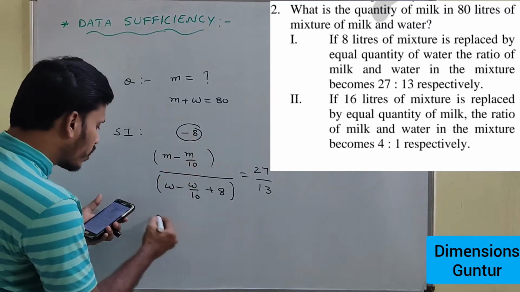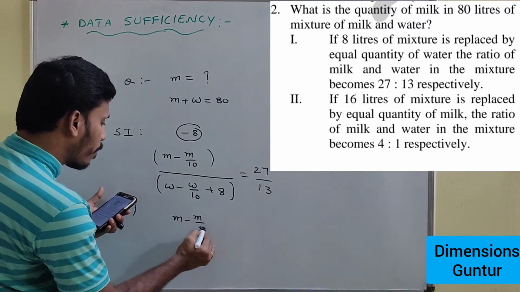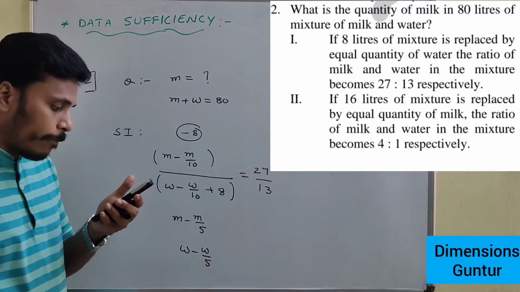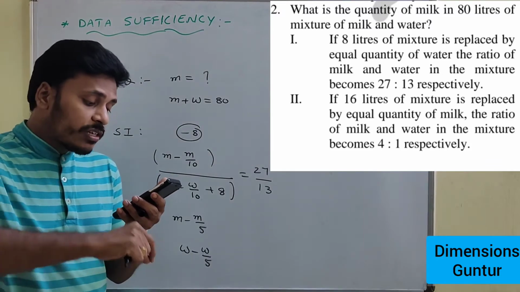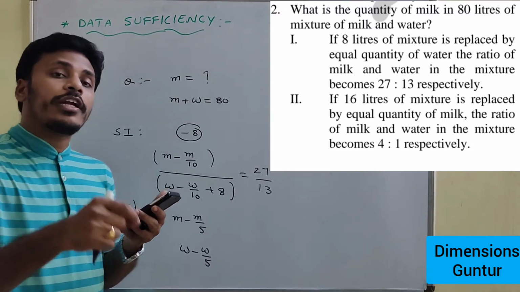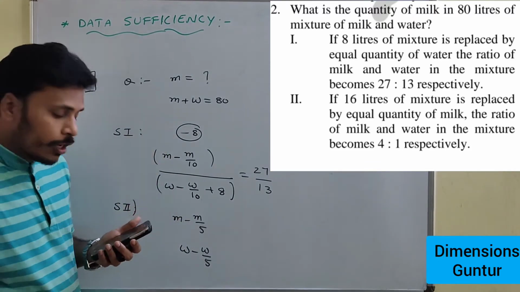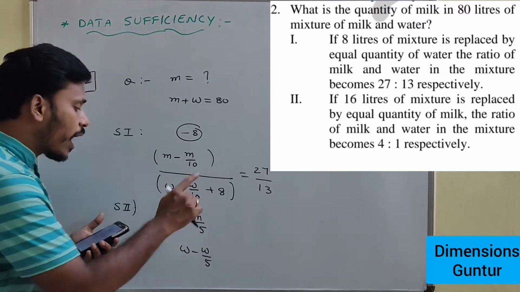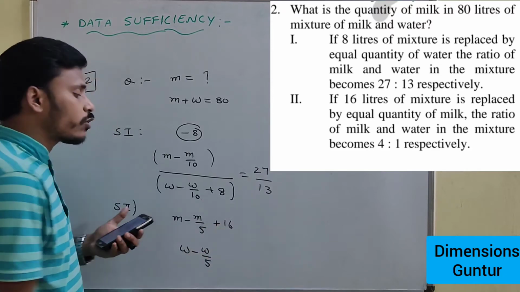So after removing 16 liters for statement 2, the milk quantity is m minus m by 5, whereas the water quantity is w minus w by 5. The 16 liters of mixture is replaced by an equal quantity of milk. Since 16 liters, 1/5 of the solution is removed, 1/5 of the milk and 1/5 of the water we need to remove. And to equalize that, we need to add 16 liters of milk now.